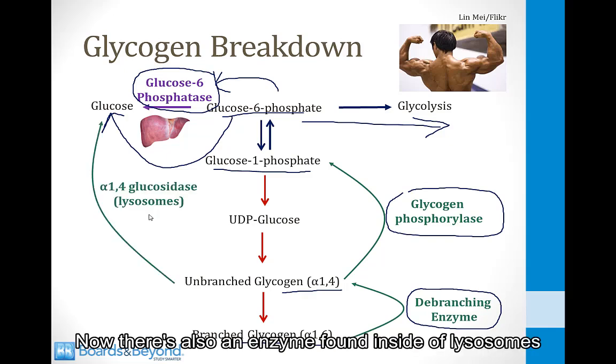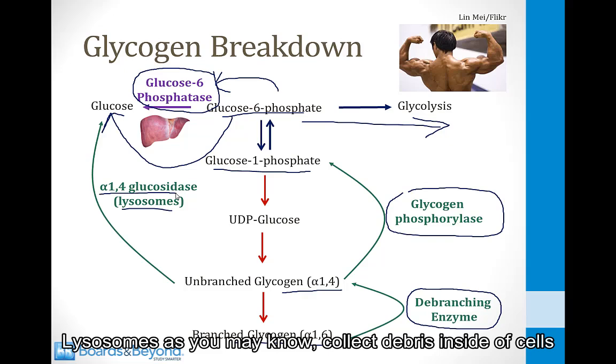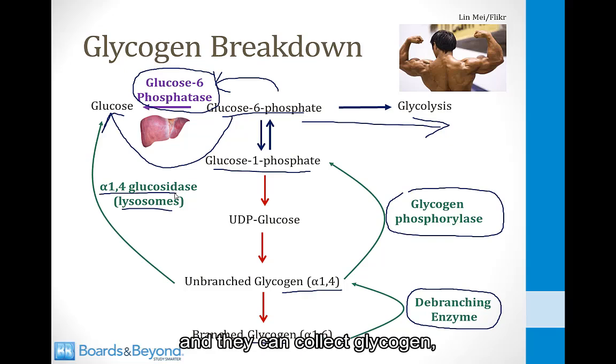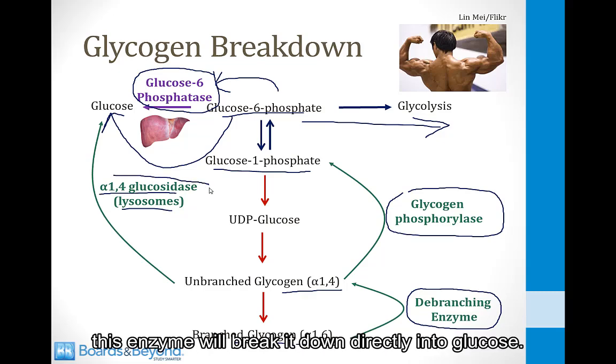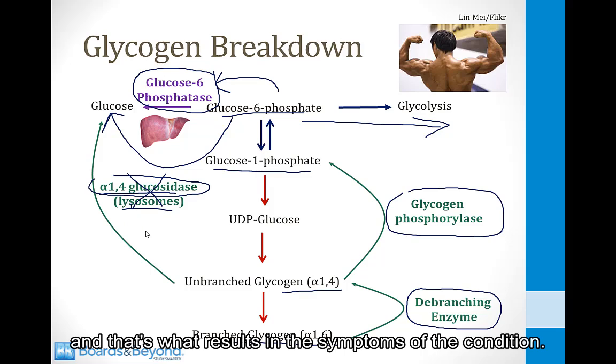Now, there is also an enzyme found inside of lysosomes called alpha-1,4 glucosidase. Lysosomes, as you may know, collect debris inside of cells, and they can collect glycogen. When they collect glycogen, this enzyme will break it down directly into glucose. And the reason this enzyme is important is because, as we will see later, there is one glycogen storage disease where this enzyme is deficient, and that's what results in the symptoms of the condition.